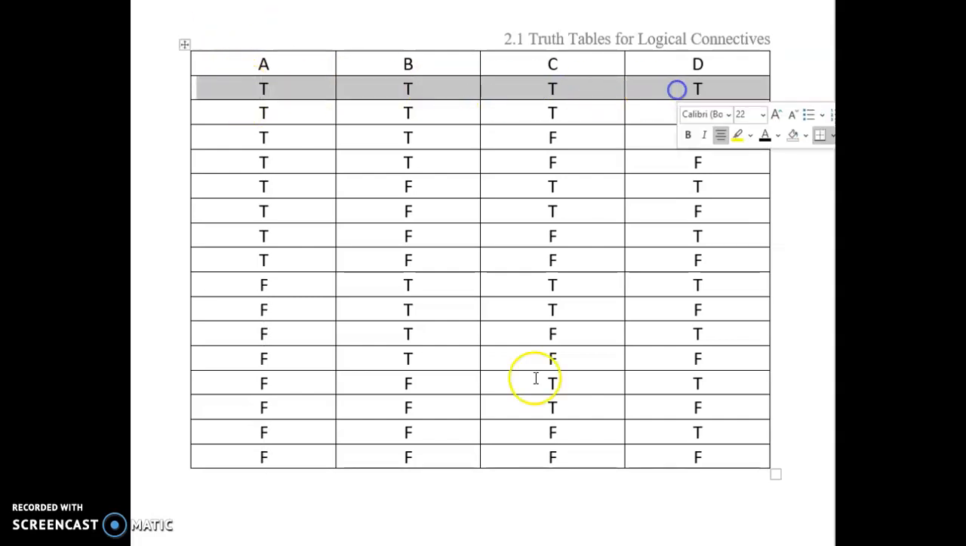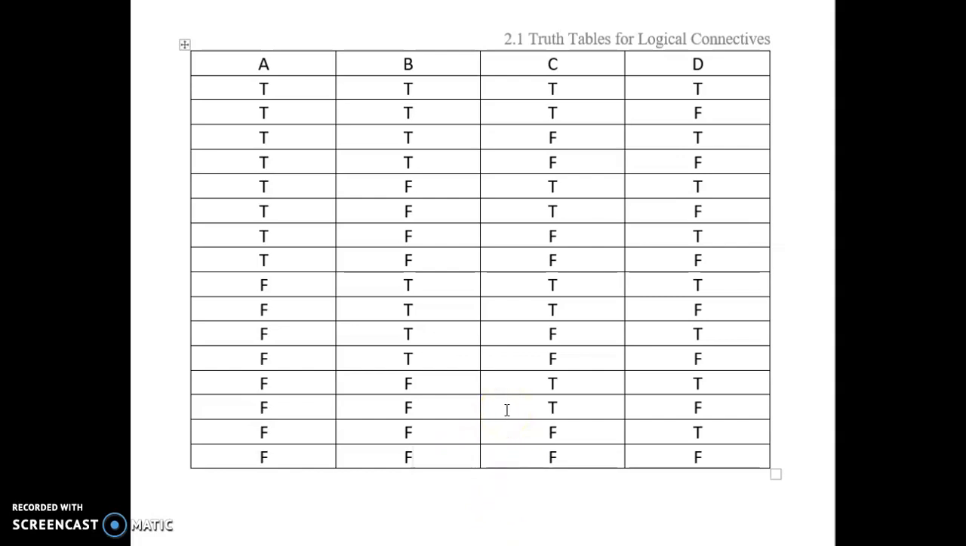Here's the case where they're all true. Here's the case where they're all false, all right, and everything in between, all right? So here's the case where only A is true and everything else is false, and so on, okay? And you'll see that they're all accounted for. And again, other people have other techniques for doing this. This is, I think, a really simple and fast way to learn how to do it.